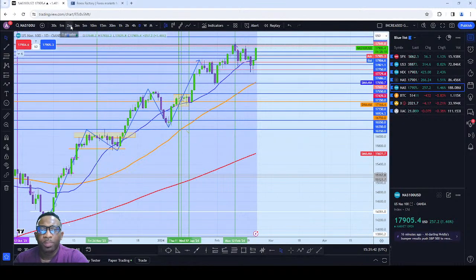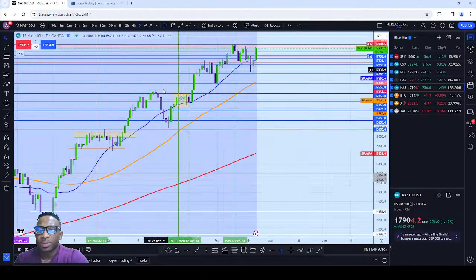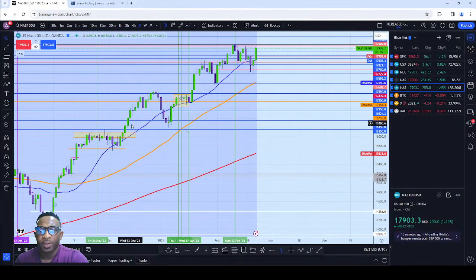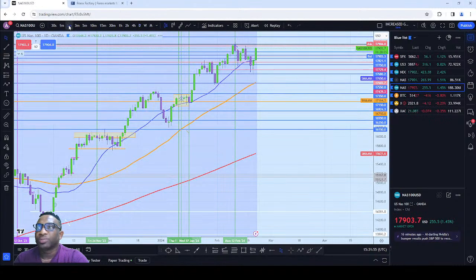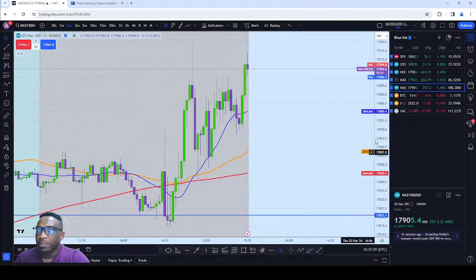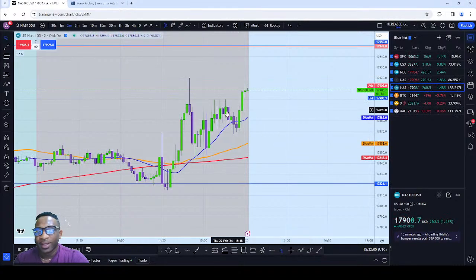Okay, so I'll hop back on the 2-minute time frame, our income making time frame. All right, it looks like we missed out on this.